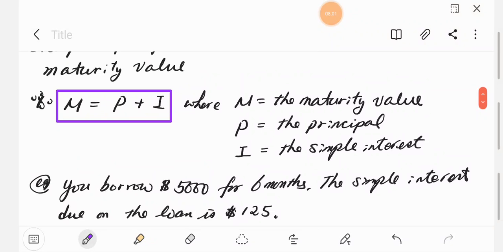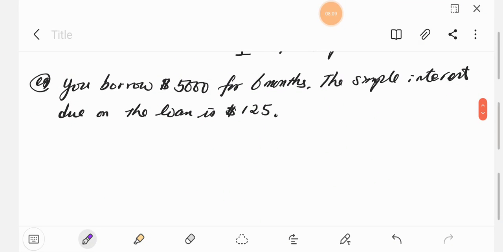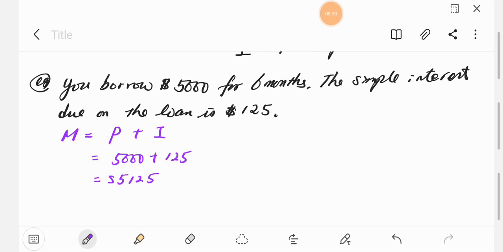All right, so let's check this. M stands for the maturity value, P is the principal, and I is the simple interest. So let's say you borrowed $5,000 for 6 months. Then the simple interest due on the loan is $125. Then what is the maturity value? The maturity value is the principal plus the interest. So that is equal to $5,000, the original amount, plus the interest, which is $125. So the maturity value will be $5,125. Very simple, right?